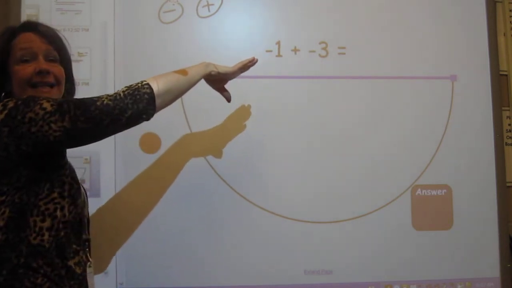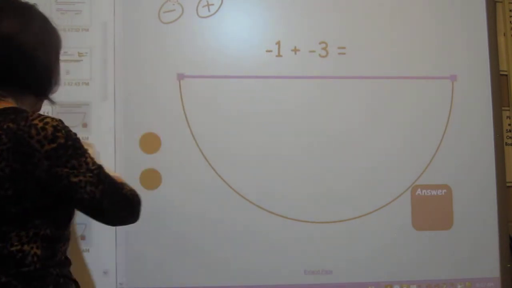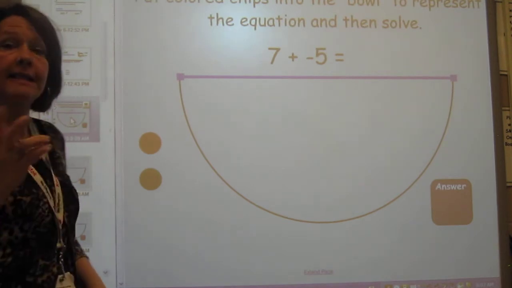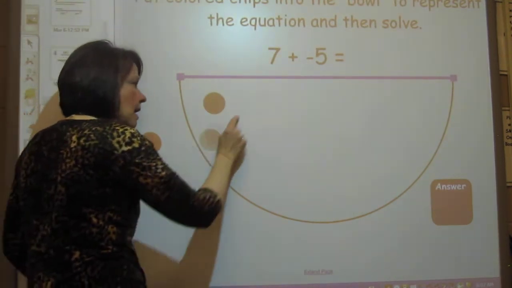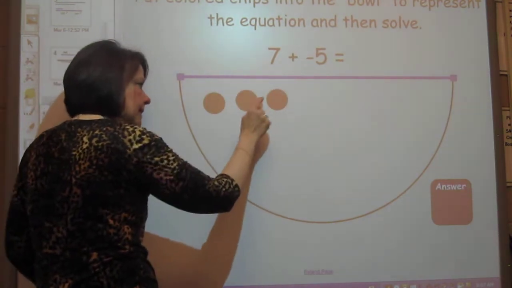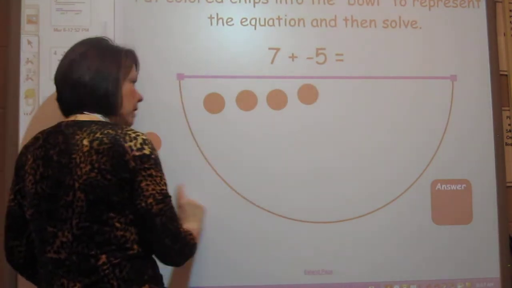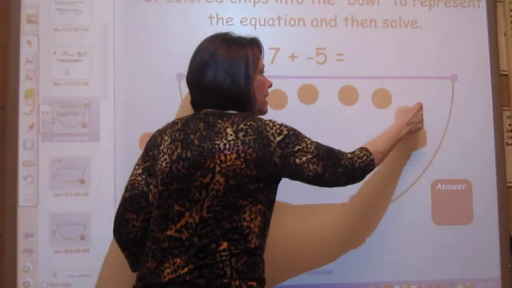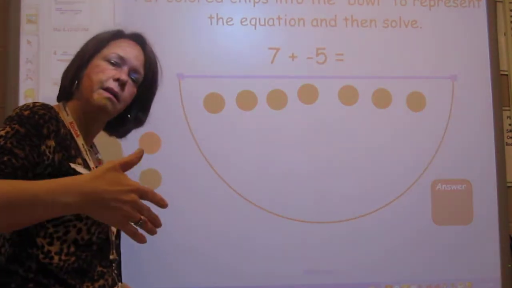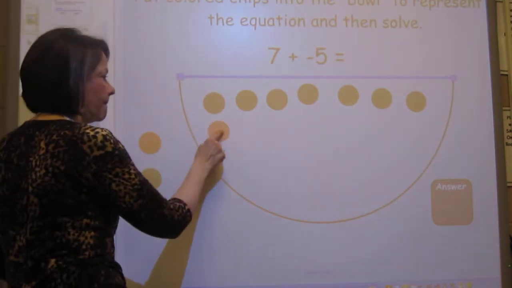Let's look at this exact same example. I'm sorry, I want to start with something like this, 7 and -5. So I'm going to put 7 black chips in the bowl. That stands for my positive 7. And I'm going to combine with that 5 negative chips, red.